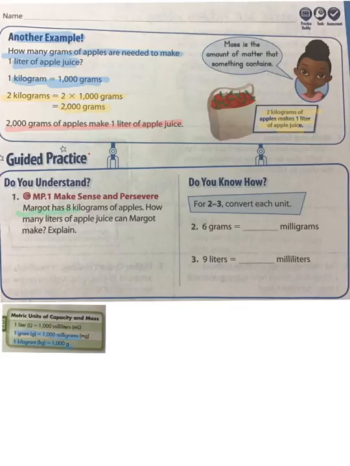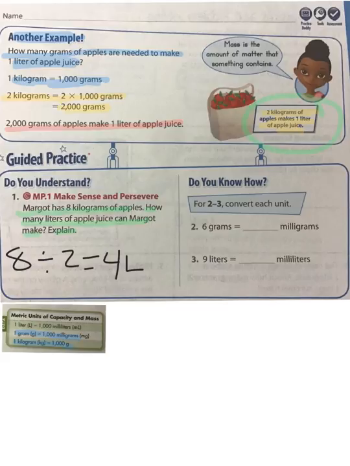Margot has 8 kilograms of apples. How many liters of apple juice can Margot make? Explain. Well, if we look at our picture right here, if 2 kilograms makes 1 liter, all we have to do is take 8 kilograms and divide it by 2 because 2 kilograms makes 1 liter. So we end up with 4. I'm going to put an L for liters.